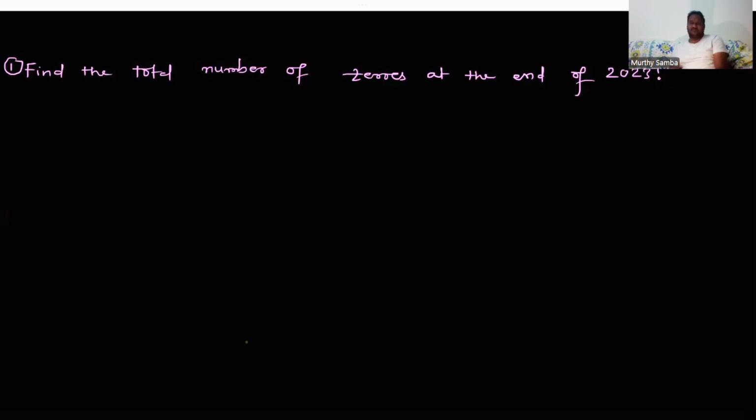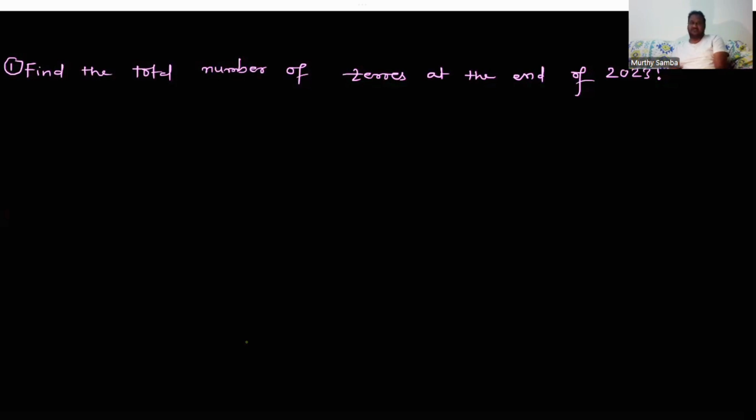In this module, we are going to discuss one of the important concepts of number theory. That is, find the total number of zeros at the end of 2023 factorial. What do you mean by 2023 factorial? What do you mean by, first of all, n factorial or 2 factorial or 3 factorial?